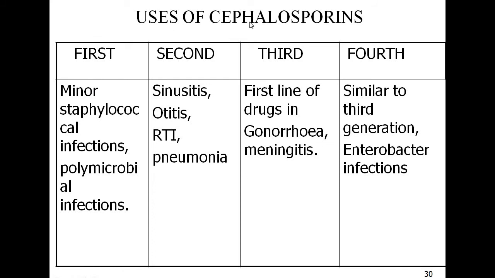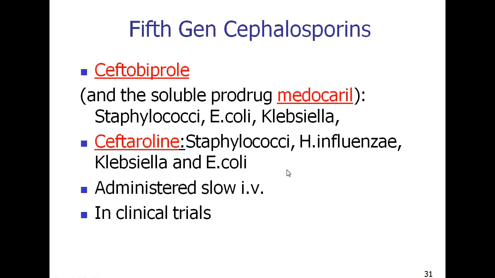Coming to some of the uses of the cephalosporins. The uses will be based on the spectrum of activity. The first generation cephalosporins are used for minor staphylococcal infections and polymicrobial infections. Second generation for sinusitis, otitis, respiratory tract infections and pneumonia. Third generation cephalosporins are the first line drugs in gonorrhea and meningitis. Fourth generation, the uses are similar to what we mentioned for third generation. In addition, also used to treat Enterobacter infections.